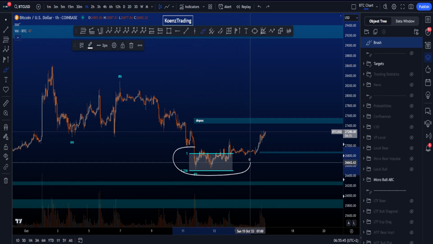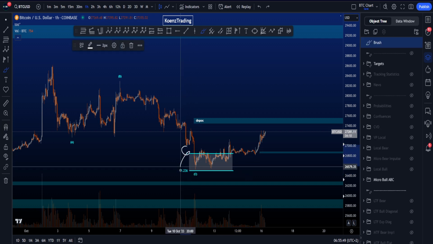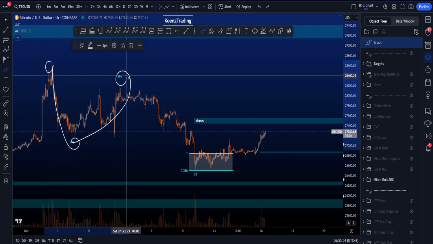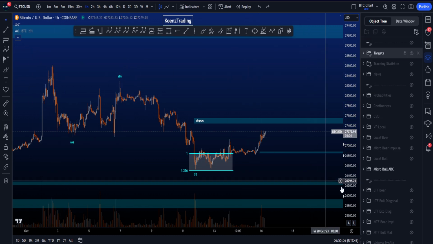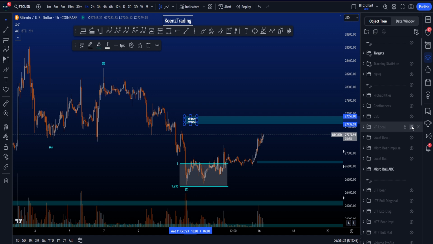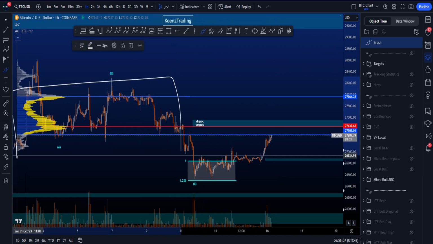In this scenario, you can see that the wave C most common target area has been very nicely respected between the 1 and the 1.236, taken from the high to the low of A to the high of wave B. Now en route to the upside, important resistance is this box over here between 27.4 and 27.6k, including this volume profile. So over here, a volume profile of this range.